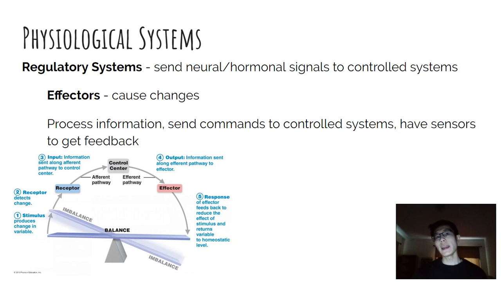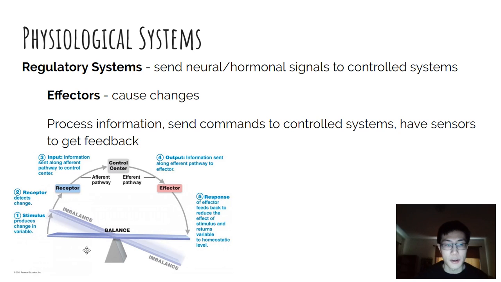Now, in order to maintain that homeostasis, we need regulation. More specifically, a physiological system, a balancing mechanism that allows for that maintenance. So in order to maintain that stability within our cell, we need regulation. So we have regulatory systems which basically send certain hormonal or neural signals to control systems. And then at the very end, we need some kind of an effector to cause a change that can push back the system towards a certain equilibrium in order to maintain the most ideal scenario.